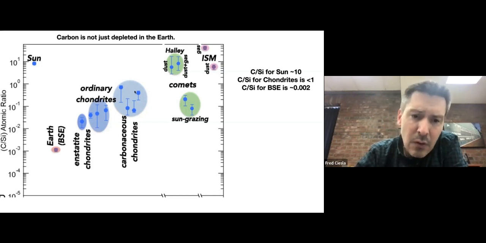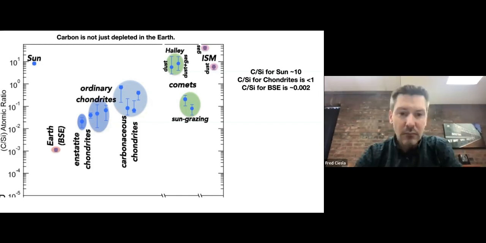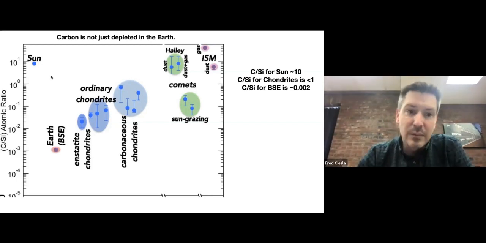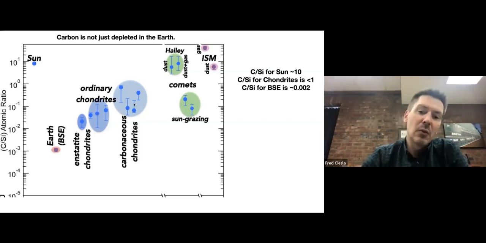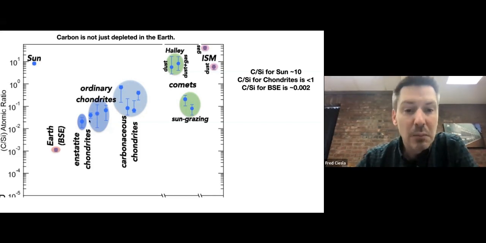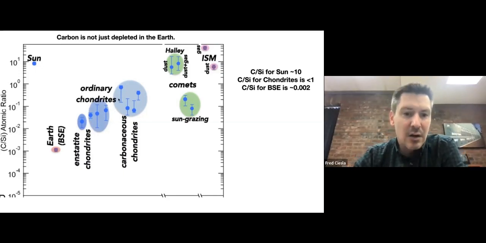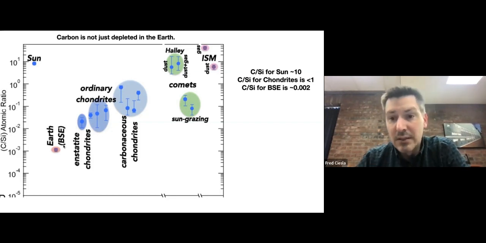As we go to more rocky objects, the carbonaceous chondrites, the ordinary chondrites, enstatite chondrites, and then the Earth, we have this depletion of carbon relative to silicon. And so this isn't just something that happened on the Earth. This is something that happened in terms of removing carbon, or at least making carbon only partially available to what we consider possible building blocks of the planets. And so the question is, what set that carbon inventory? And then what does that mean in terms of the Earth's low abundance here?